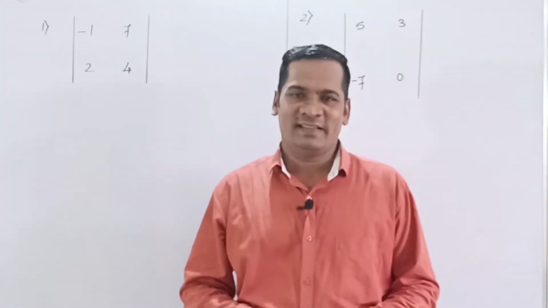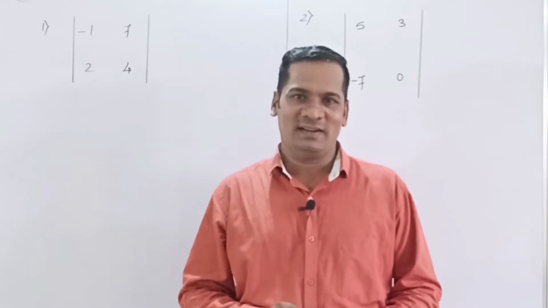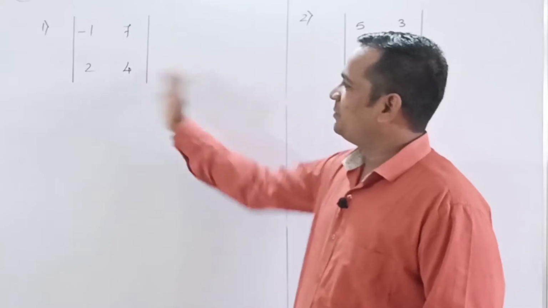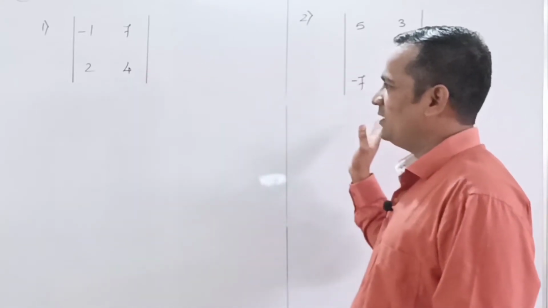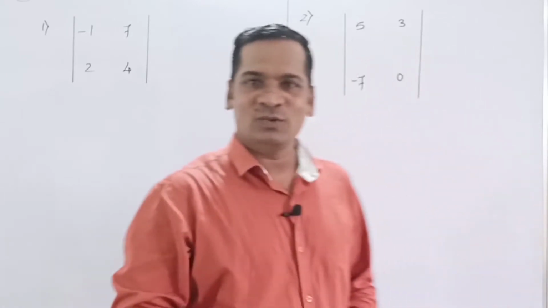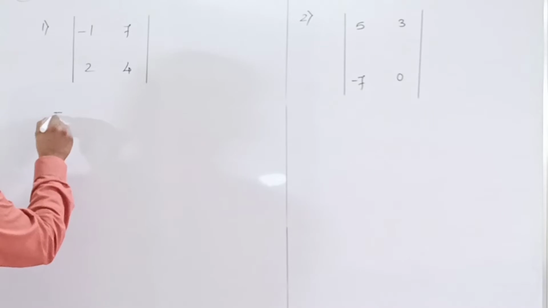This is question number 2, in which the question is to find the values of the following determinants. That means determinants are given like this. We will consider these two examples first of all, like the previous one. So let's start with the first one.